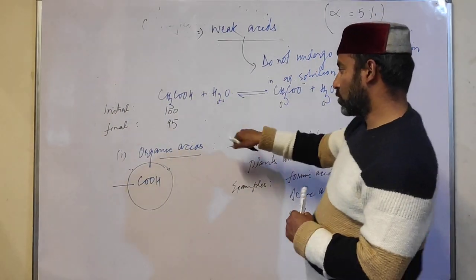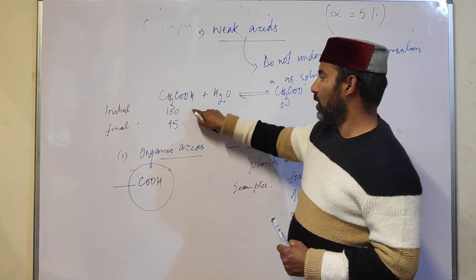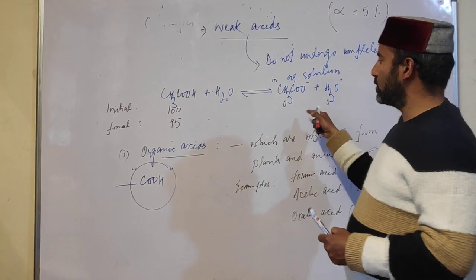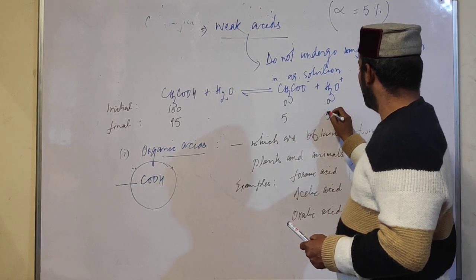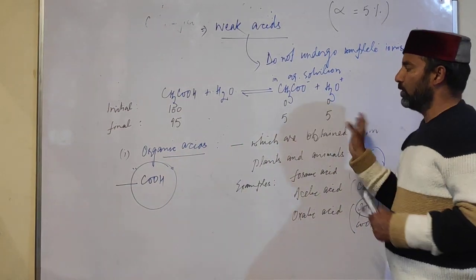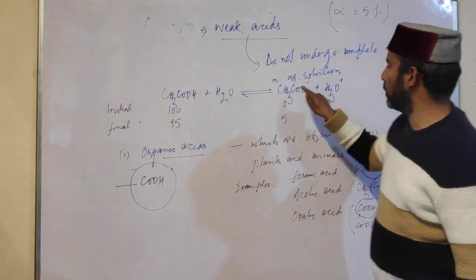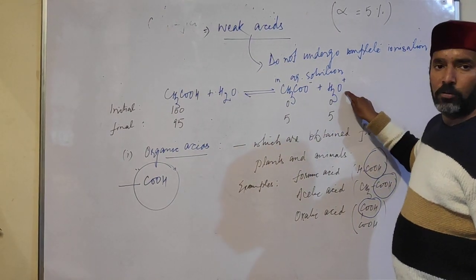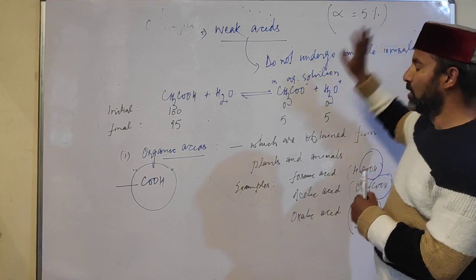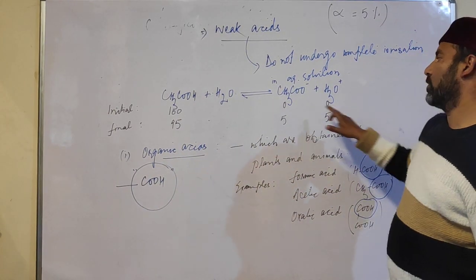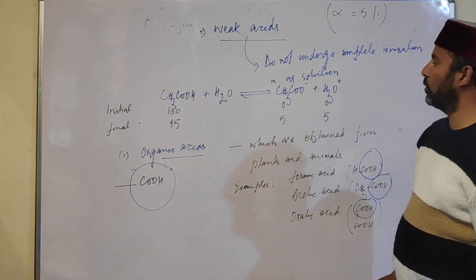undissociated. Now students, since 5 molecules are undergoing ionization, that means you will get only 5 acetate and 5 hydronium ions. Why 5? Because one acetic acid molecule produces one acetate and one hydronium ion. Since only 5 are getting dissociated or ionized, we get only 5 acetate and 5 hydronium ions.